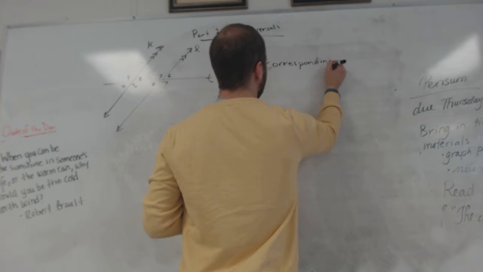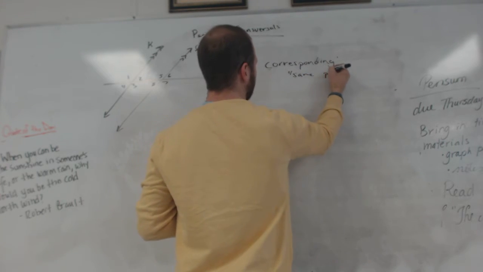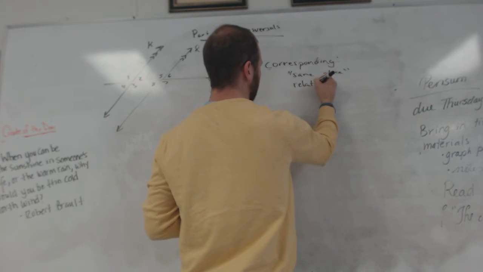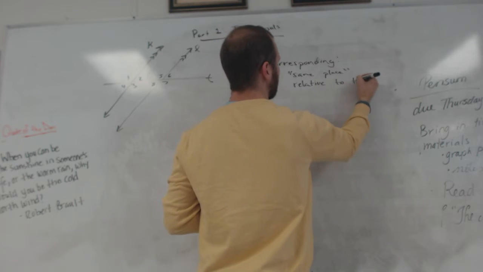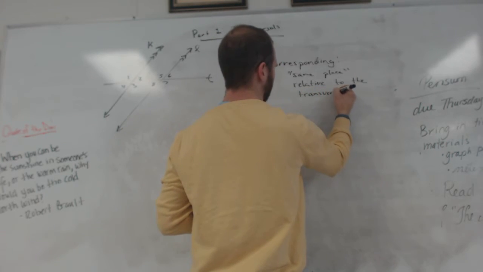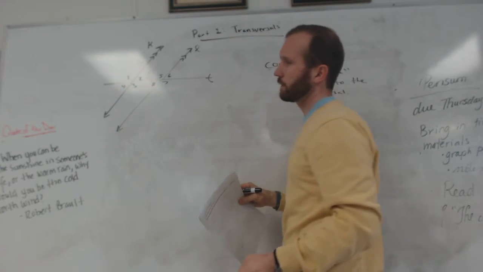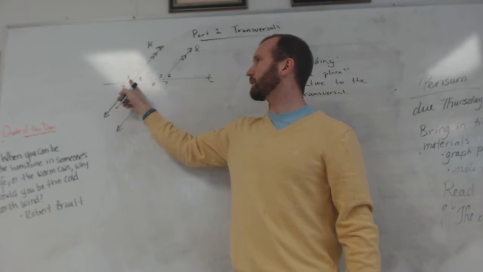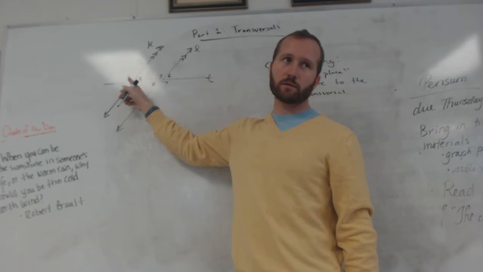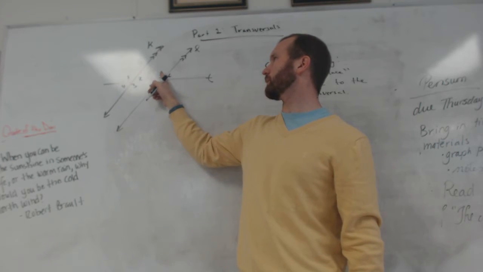which means what? That they are in the same place. Yeah, the same place relative to the transversal. Right? So like angle 1 in this diagram is to the top left of the transversal, you could sort of say. Does that make sense? And angle 5 is also on the top left.